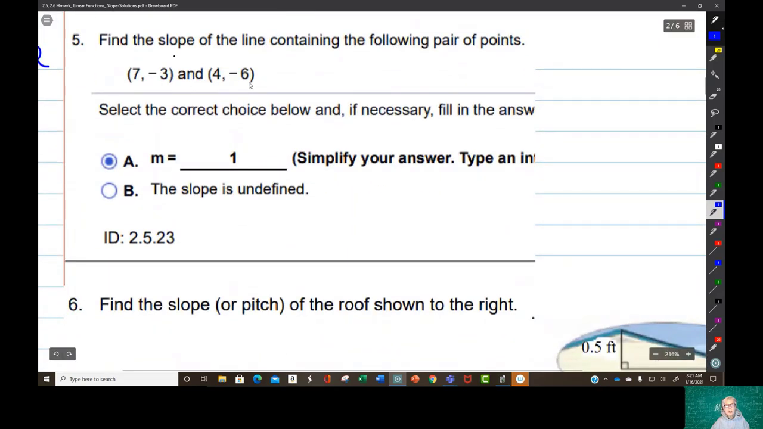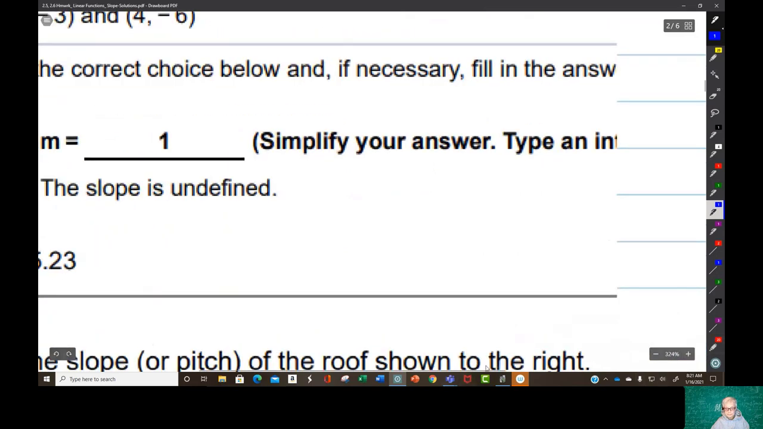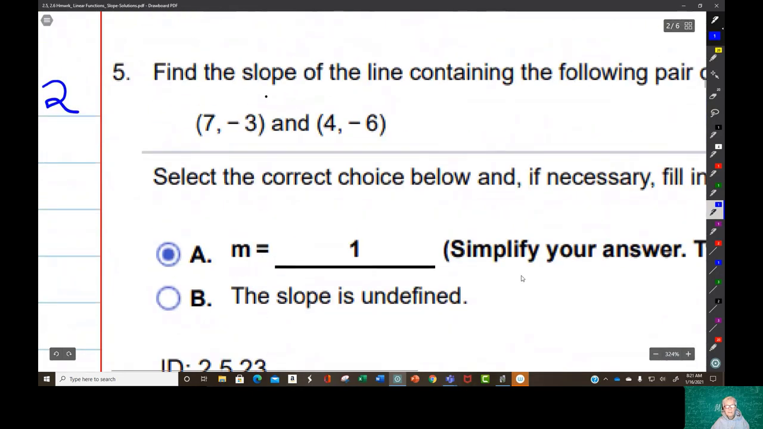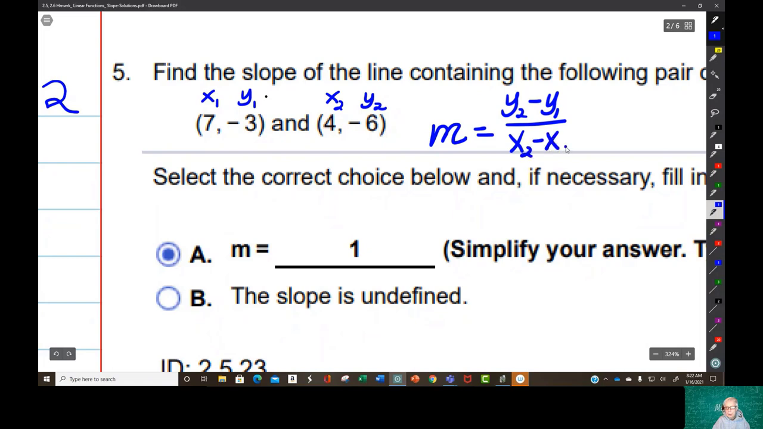So here we go. We're going to do this again. See, the answer is going to be m equals 1. Let's see why. I'll let this be x1, y1, x2, y2. And m equals y2 minus y1 over x2 minus x1.